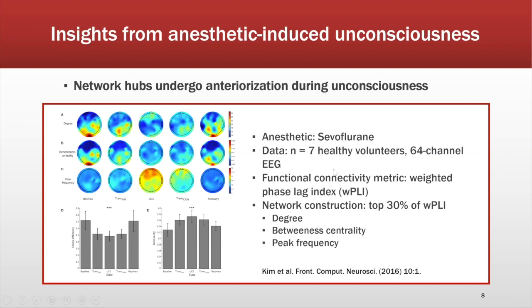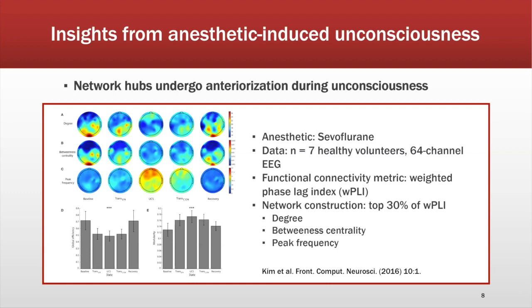So just to summarize what we've learned from our anesthetic studies, we know that in individuals who are conscious, we should be able to see some level of frontal parietal feedback dominant connectivity, and we should see posterior network hubs.